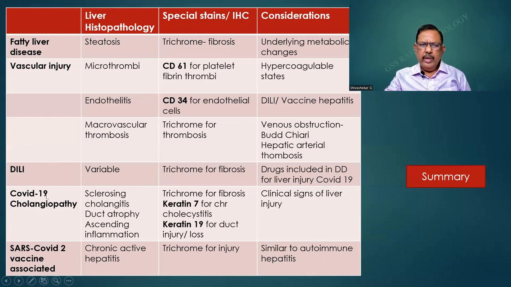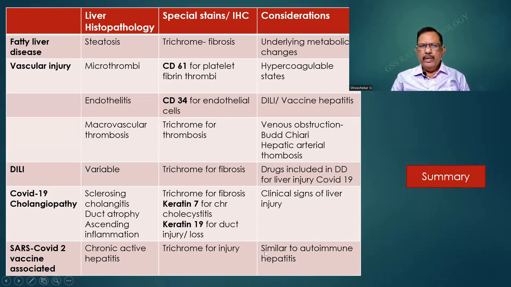Angiopathy can be cholangiopathy, that is over here, can be because of sclerosing cholangitis. And these are the two markers which we should be having in mind, keratin 7 and keratin 90. And SARS-CoV vaccine associated can give a picture of chronic active hepatitis. Trichrome is again used to demonstrate the injury, and it can be seen in autoimmune hepatitis also.